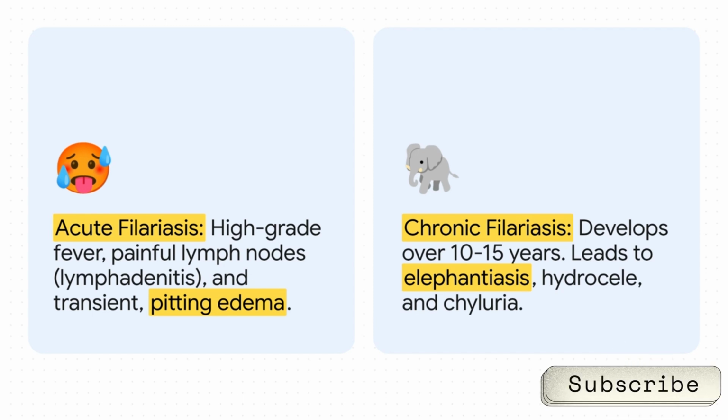Those are your key terms, lymphadenitis and lymphangitis. Now, the chronic phase, that develops over maybe 10 to 15 years and leads to those classic disfiguring signs like elephantiasis and hydrocele, which is actually the most common feature you'll see. Remember, early on the swelling is pitting and can be reversed, but later it becomes hard and irreversible.